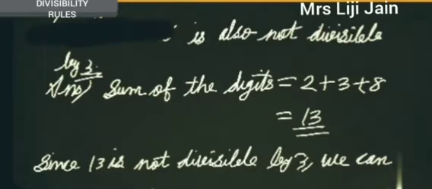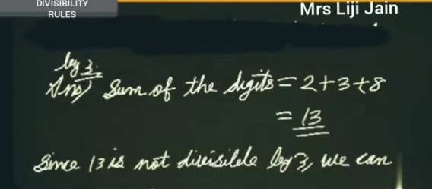Yes. Now let's discuss the rule of divisibility by 4. The rule of divisibility by 4 is: a given number is divisible by 4 if the number formed by its last 2 digits is divisible by 4, or the last 2 digits are both zeros. Just stop for a moment after this and listen carefully. What is the rule of divisibility by 4? A given number is divisible by 4 if the number formed by its last 2 digits is divisible by 4.